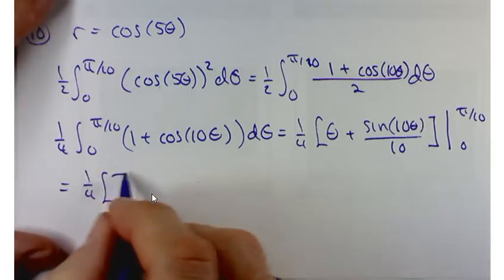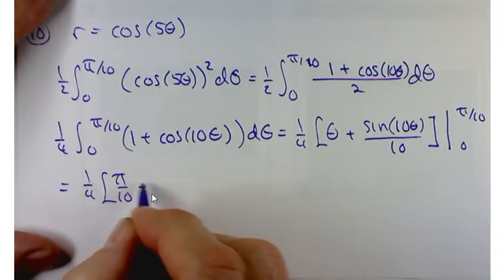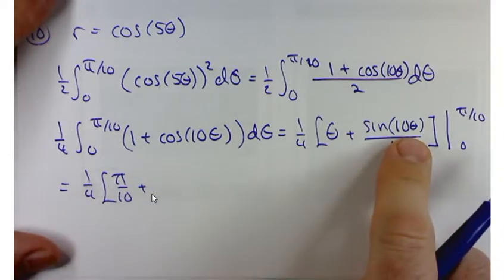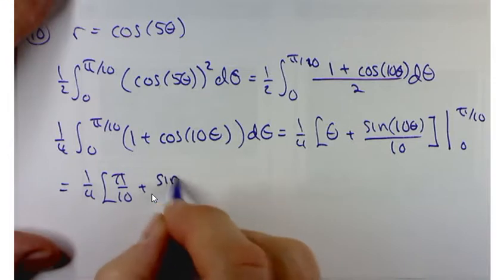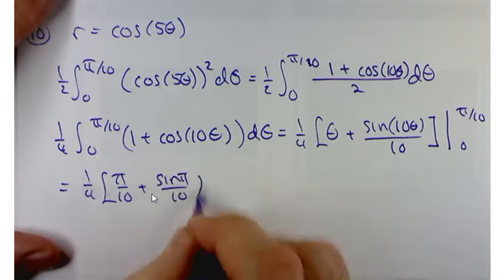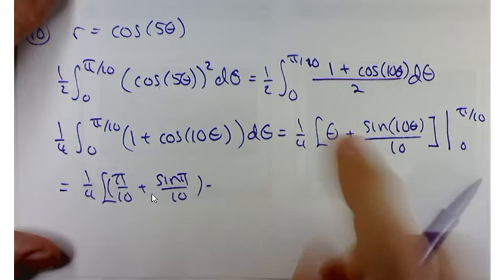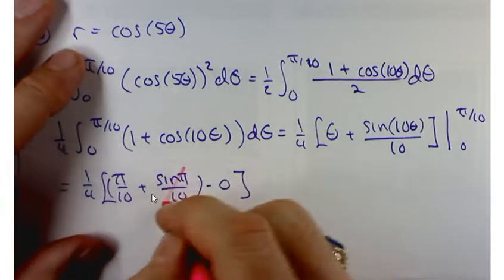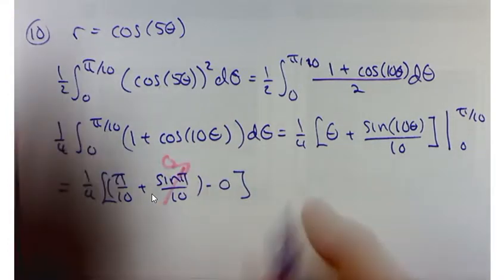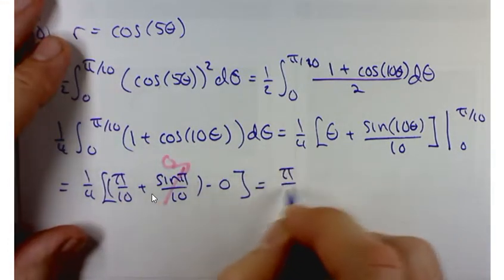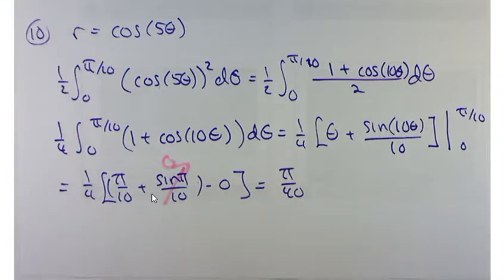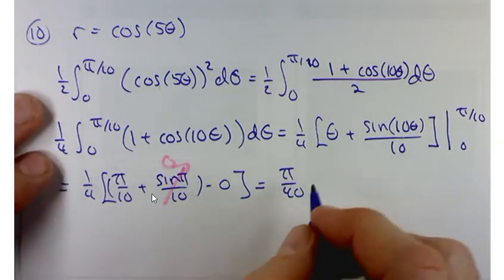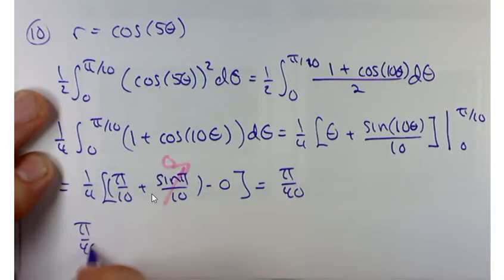So we're okay. 1/4 times pi over 10 plus sine of pi over 10 minus 0. And this term here is 0. That one disappears. So I'm just left with pi over 40. And that's almost correct. Multiply by 2. Pi over 40 times 2 is pi over 20.